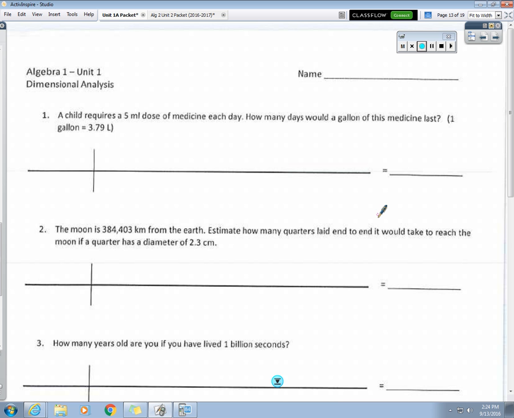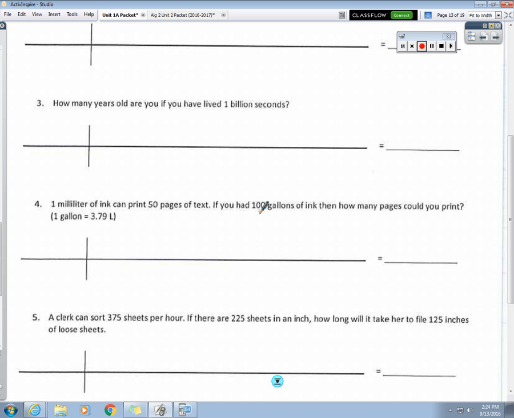Okay. We're going to be working on page 11, 12, and 13. We won't get them all done, and we're going to go out of order because I know which ones are easier and which ones were harder, so I want to go from easy up to hard. So let's start with a question like number 3. How many years old are you if you have lived 1 billion seconds?